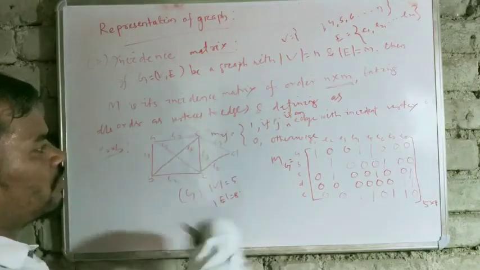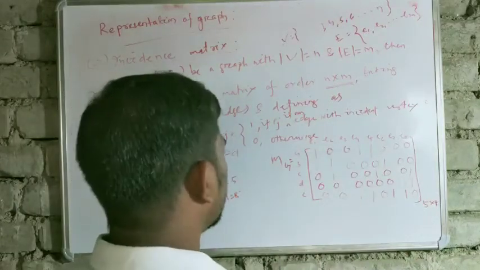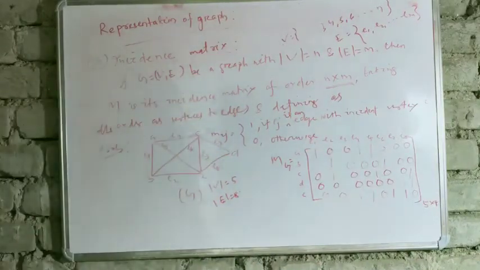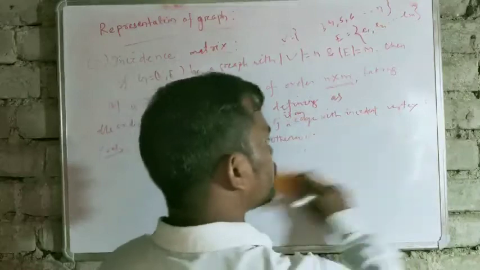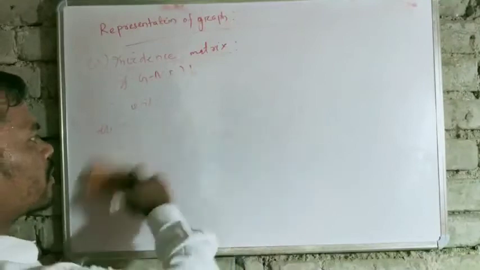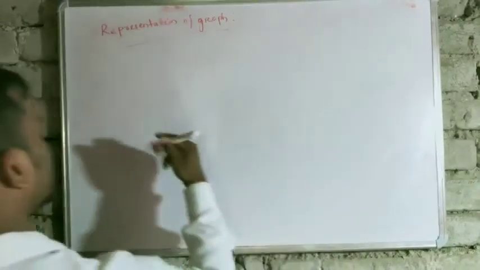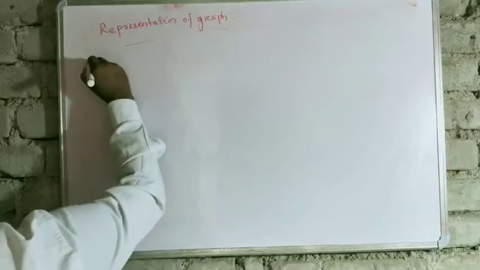So if any graph is given, you can find its corresponding incidence matrix. Okay. Now I will do another problem. Now this was a simple graph. Now we'll do it for a pseudo graph. If a pseudo graph is given, how you will find its incident matrix? So this is another example.